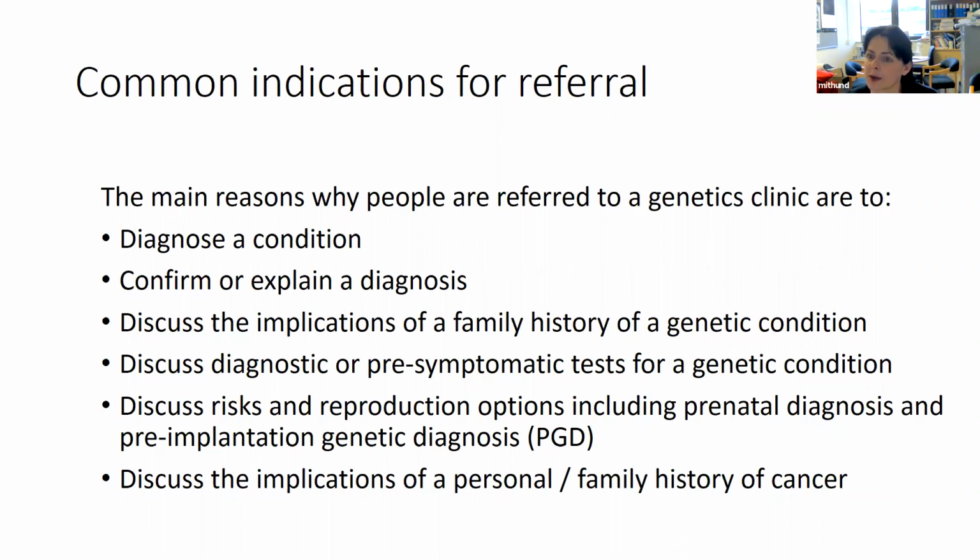Also, in terms of recessive conditions and carrier testing, it's quite important if there is an instance of a genetic condition. People might want to discuss their risks and reproduction options, in terms of whether they're going to have prenatal diagnosis or pre-implantation genetic diagnosis. And for some people, it may be really important because there may be increased risk of a personal or family history of a cancer.